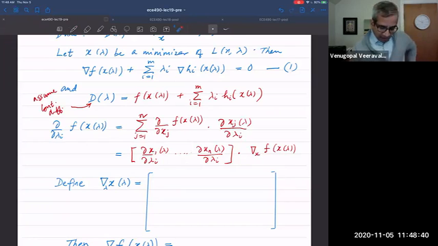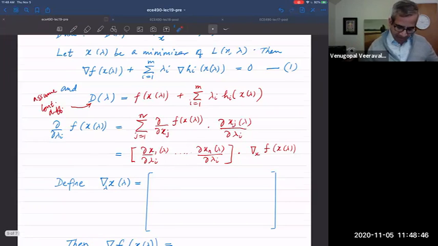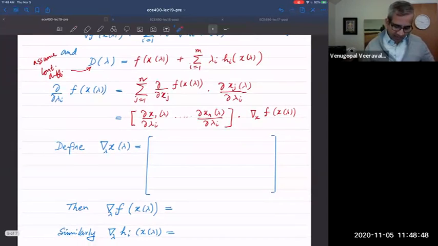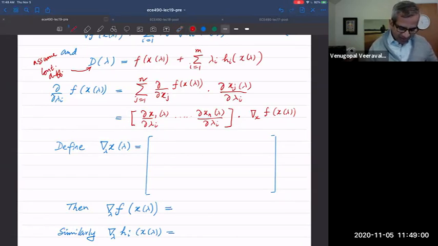So I could take all these. This is a row vector. I could take each of these rows and make a matrix out of it. So I'm going to form a matrix by taking as the first row this thing with i equal to 1, and so on and so forth. You get m rows. So I'll call that matrix the gradient matrix of x lambda.